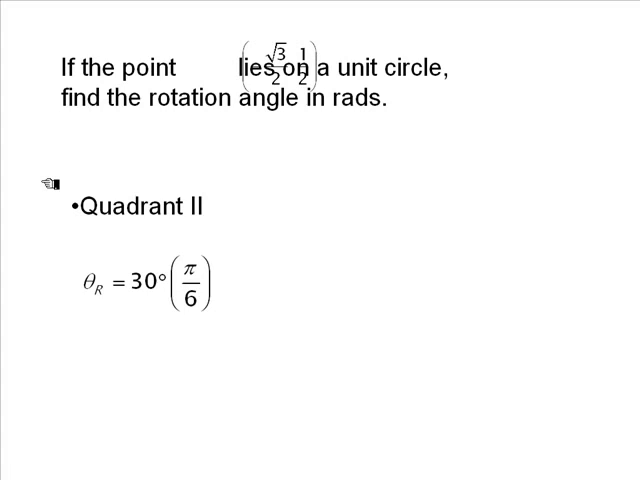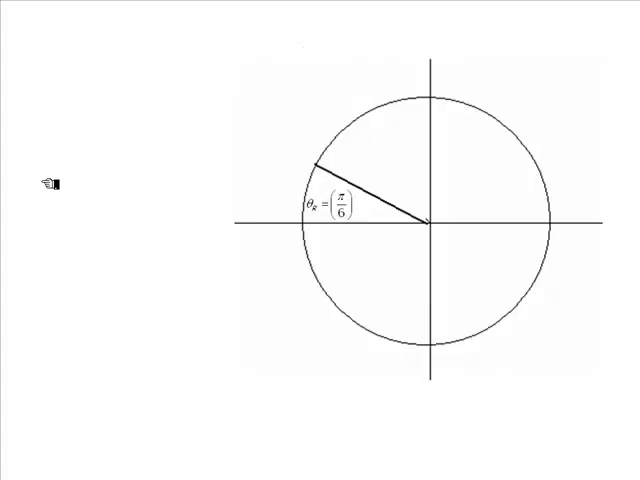Now, cosine theta is equal to root 3 over 2 tells me that the reference angle has to be 30 degrees or pi over 6. That's one of those exact values. Now, if you keyed it into your calculator, you would get that. So we have a pi over 6 angle in quadrant 2. Now, you could have used the sine value as well, but those are special angles. You do need to know them.